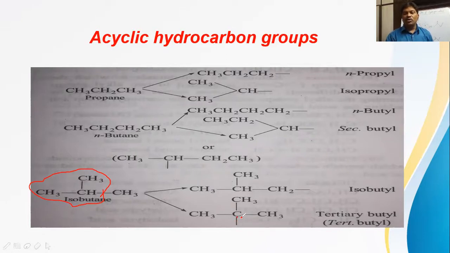So the tertiary butyl group, isobutyl group, secondary butyl group, normal butyl group, isopropyl, and N-propyl. N-propyl means normal propyl. So these are different types of acyclic hydrocarbon groups.